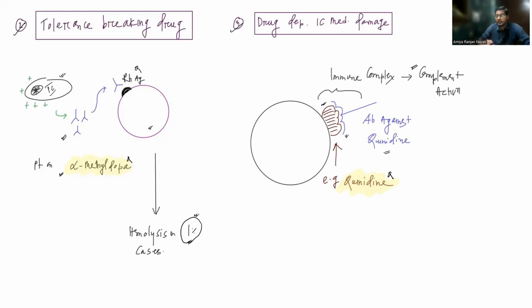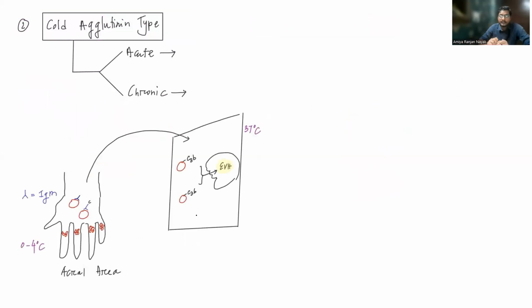Okay, so that is about drug induced hemolytic anemia. In all these conditions you can identify the antibodies over the surface of the RBC, so DCT, the direct Coombs test, is useful. Okay, so this is about the warm type. Now we'll go to the cold type hemolytic anemia. Cold type means here the antibodies will bind to the RBCs at a temperature of 0 to 4 degrees centigrade.